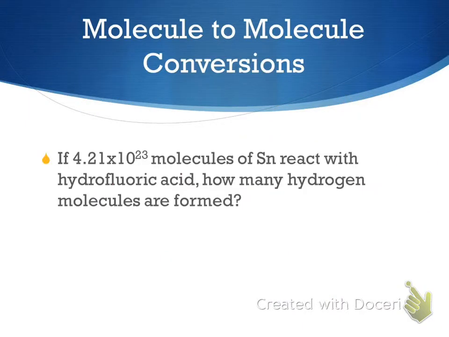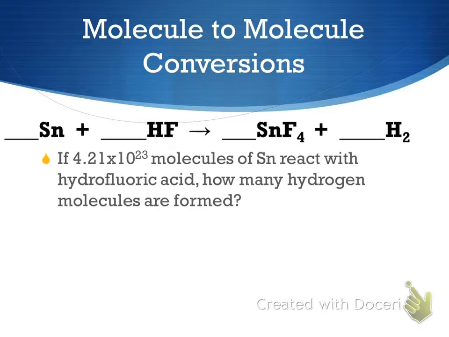The process is almost exactly the same, except you don't use molar mass, you use Avogadro's number, right? So it makes it easier. We don't have to calculate molar mass. Okay? We just had this equation, so we've already balanced it before. I think this is a 4 and a 2. Right? If that many molecules of tin react with hydrofluoric acid, how many hydrogen molecules are formed? Okay? So it makes it really easy, and I'm going to show you the whole process and then show you how it kind of works out.